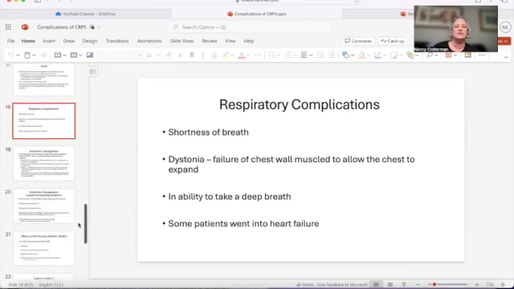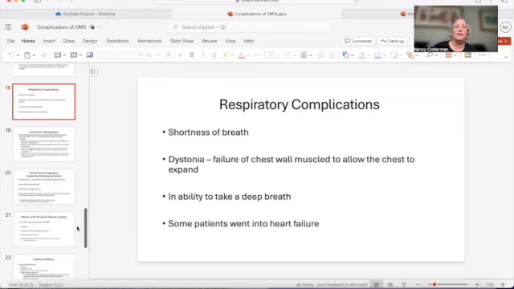Respiratory complications, shortness of breath, dystonia, which in this case is failure of the chest wall muscles to allow the chest to expand. Dystonia in any part of the body is the muscles clamping down in a spasm where then you are unable to move them. Inability to take a deep breath. And some patients actually went into heart failure.